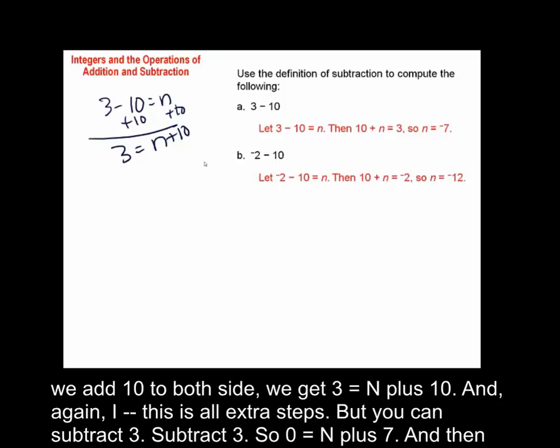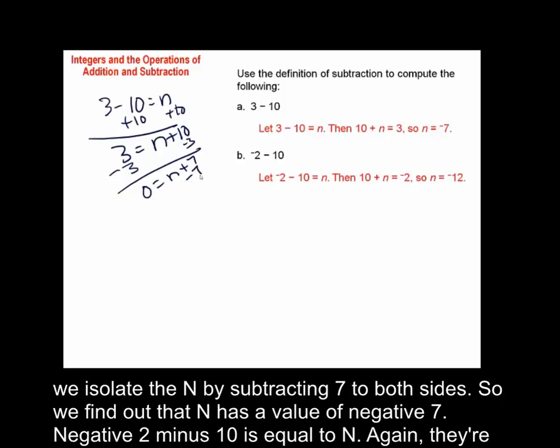And again, this is all extra steps, but you can subtract 3, so 0 equals n plus 7, and then we isolate the n by subtracting 7 from both sides, so we find out that n has a value of negative 7. Negative 2 minus 10 is equal to n.